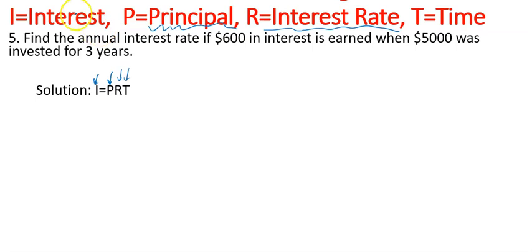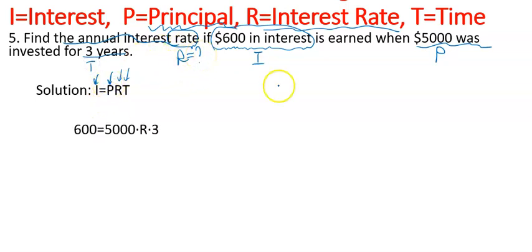So let's read the question. Find the annual interest rate. So the focus is the rate, which is unknown here, so we need to find the rate. If $600 in interest is earned when $5,000 was invested. The money invested or borrowed is called the principal, for 3 years. That's our time. So we have everything, and we can plug them in here.